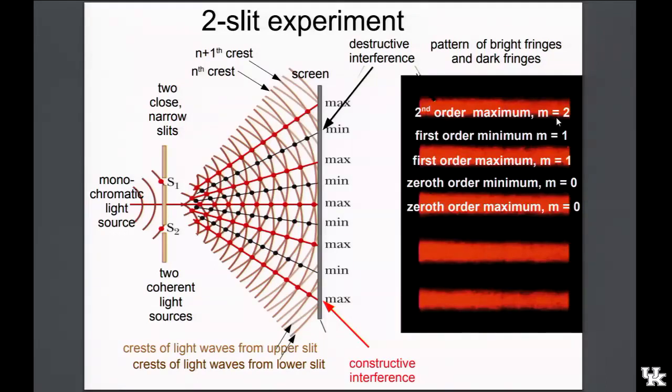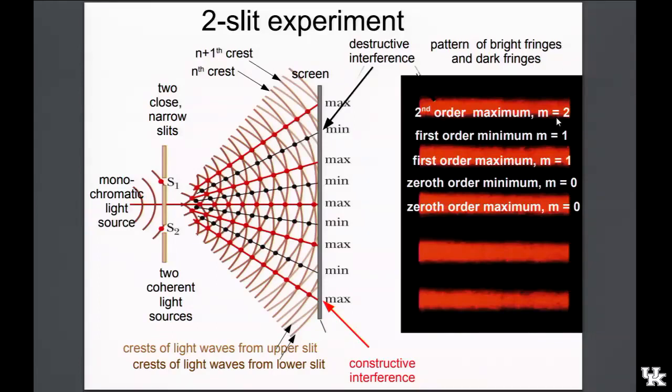But if we put a screen over here, what do we see? What you would see is a pattern, shown here, of bright and dark bands. You get bright bands where you get constructive interference, and you get dark bands where you have destructive interference. And we actually label those bands with numbers, with integers.